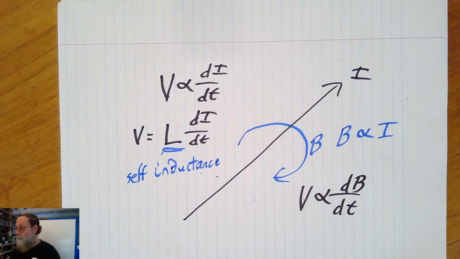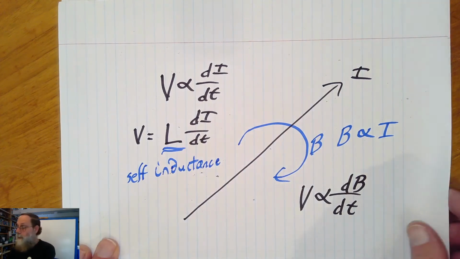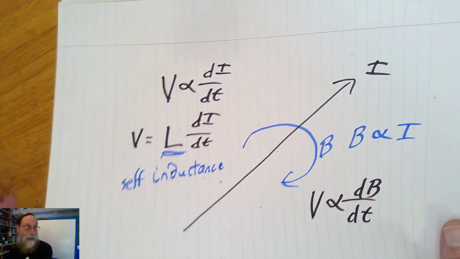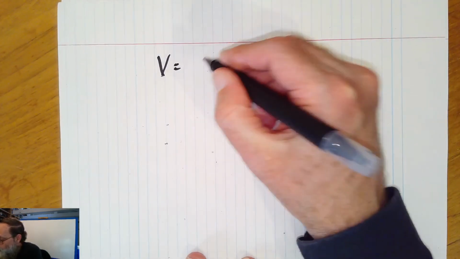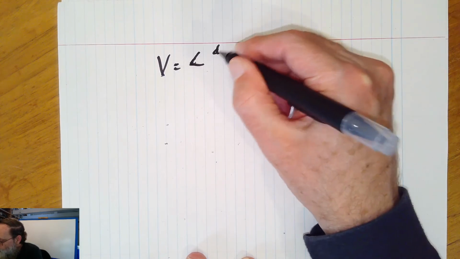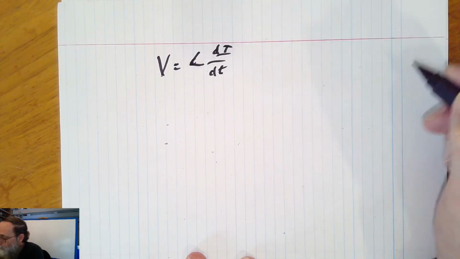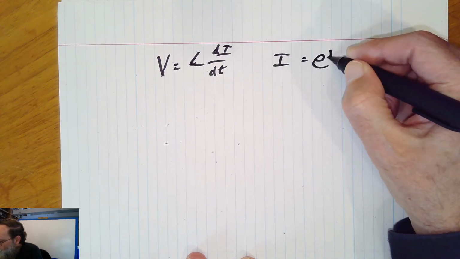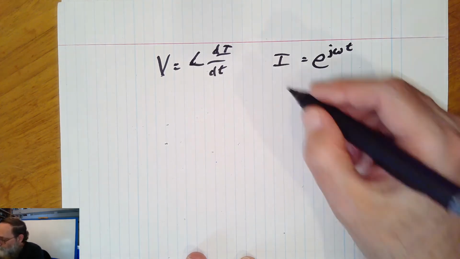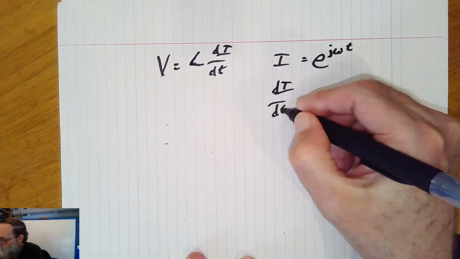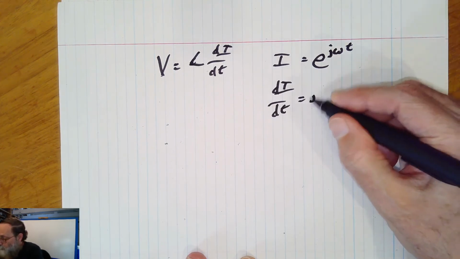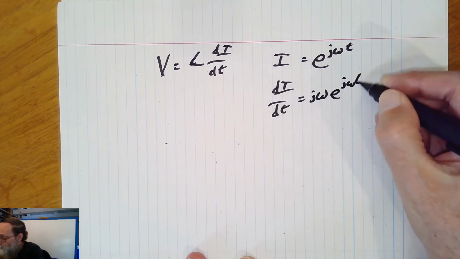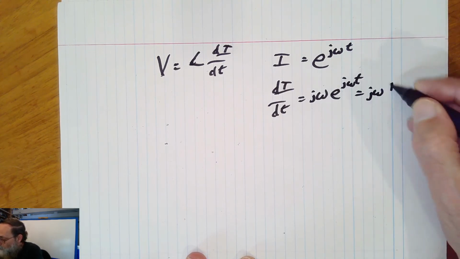What can we do with this formula? Well, one thing we can do with it is the same thing we did with the similar differential equation that we had for capacitors. And that is, we can put in a sinusoid. So if we have V equals L times di/dt, and we make that current now be a sinusoid, e to the j omega t, then the derivative of the current with respect to time is just j omega e to the j omega t, or j omega I of t.